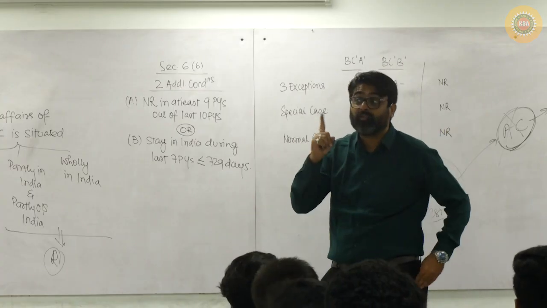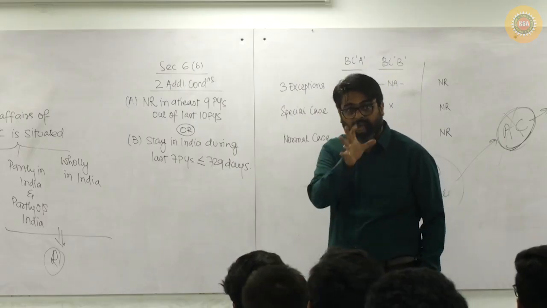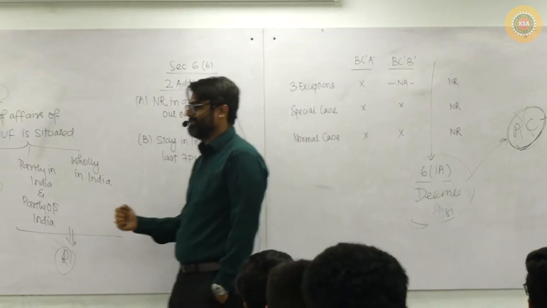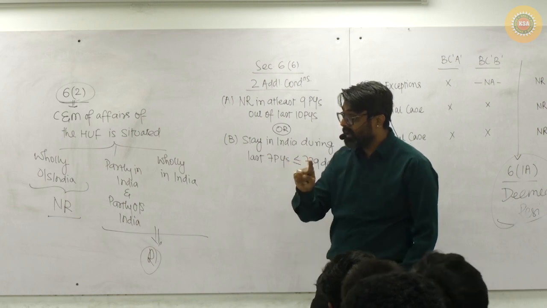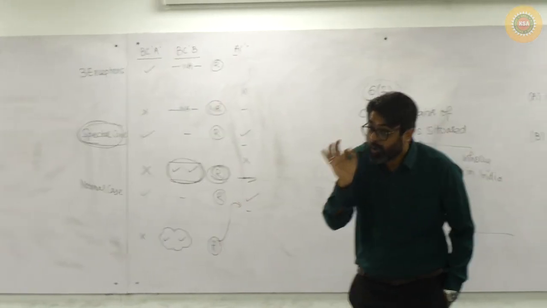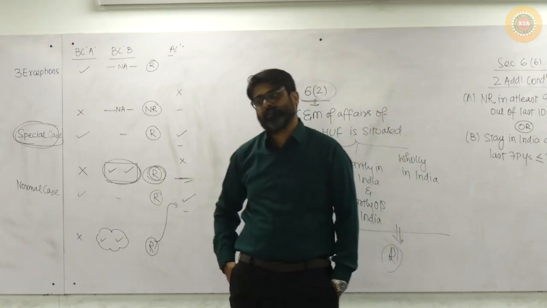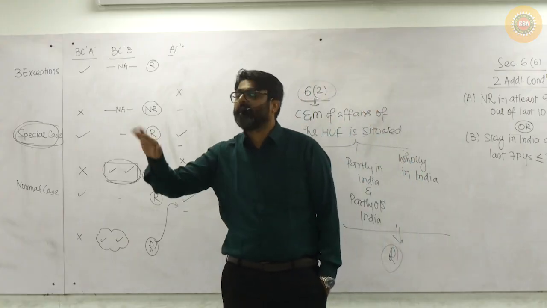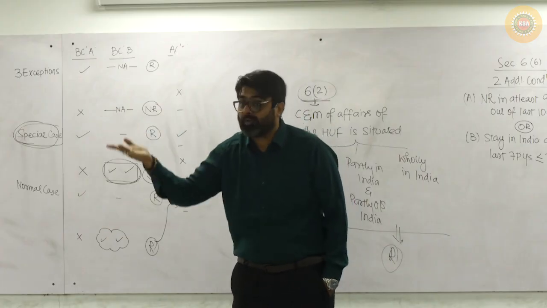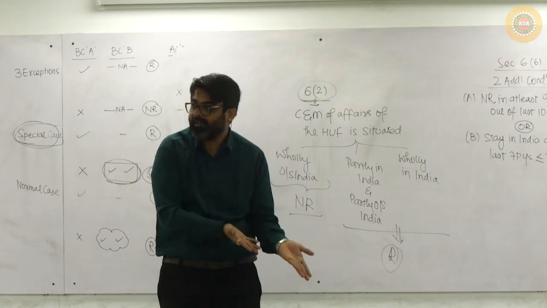If the Karta of the HUF was a non-resident in India for at least 9 previous years out of the last 10 previous years, then the HUF can be treated as RNOR. If he was for himself a non-resident in 9 out of 10 years, then for the HUF also he will be a non-resident in 9 out of 10 years.